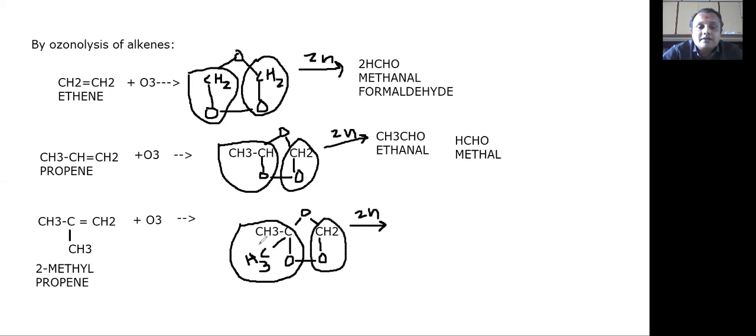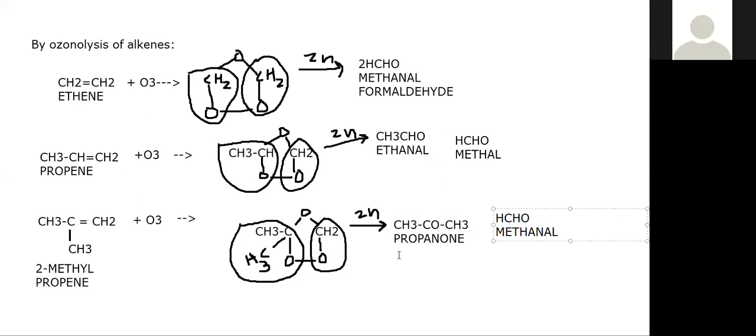So then we get CH3, CO and CH3. So the compound formed is called a ketone, propanone: CH3, bond, CO, bond, CH3. This is called propanone. Propanone, or methanal, HCHO, or which is called acetone.